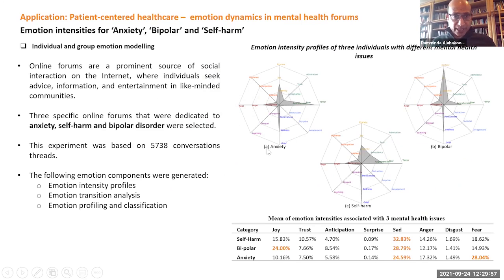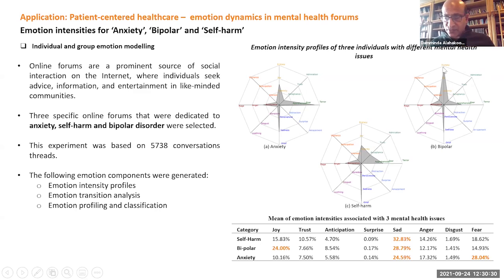I will just move on very quickly, a minute or so, to an actual application. This is using a mental health forum. We collected this data from 3 different forums: an anxiety forum, a bipolar forum, and a self-harm forum. I'll show a couple of the different components. So this is the first component that I talked about: emotion intensity profiles. And you see that this is for somebody from the anxiety forum, the self-harm forum, and the bipolar.